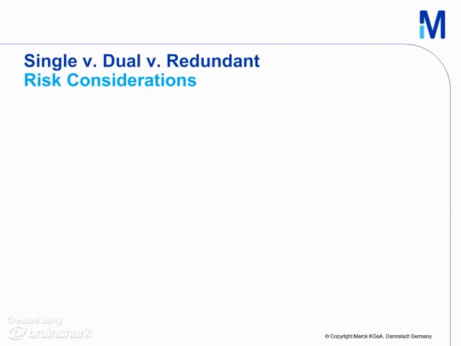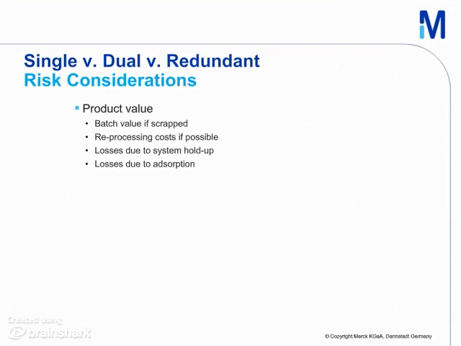Here are some of the main points that could be included in the risk-benefit assessment. Product value factors into routine holdup losses, but also the batch value if the batch must be scrapped. Batch scrap is less of a risk in tank-to-tank transfers where reprocessing is validated, but generally it's very difficult or impossible to reprocess if the product has been filled into final containers.